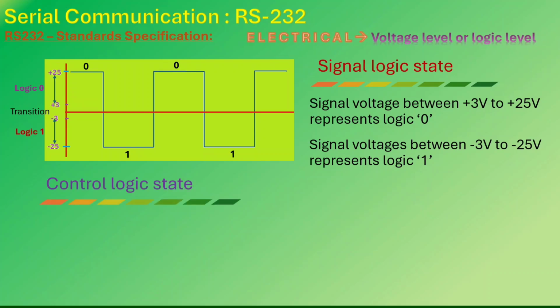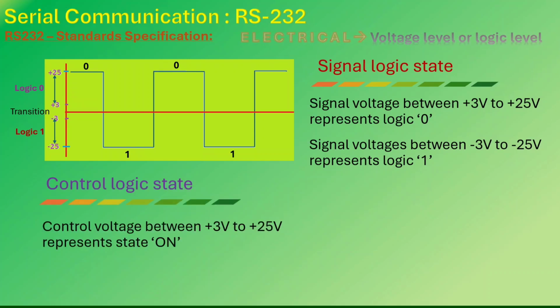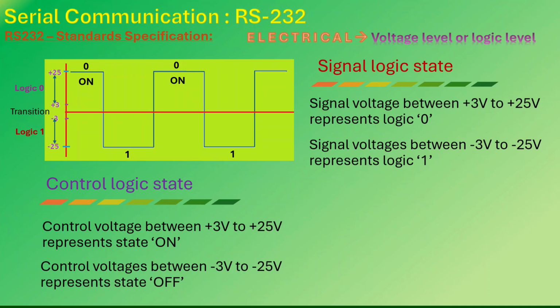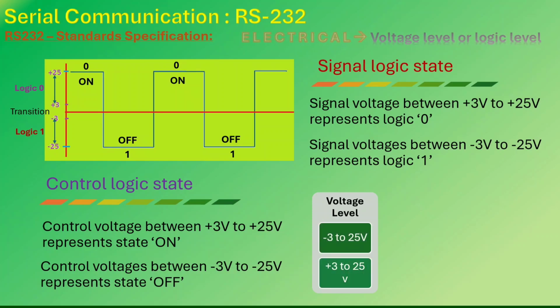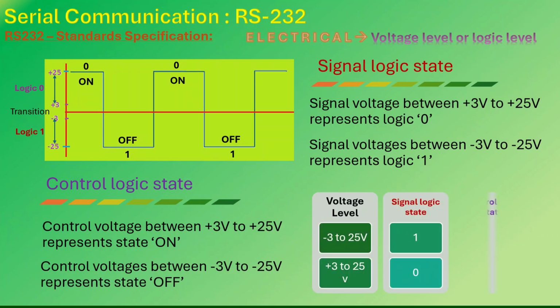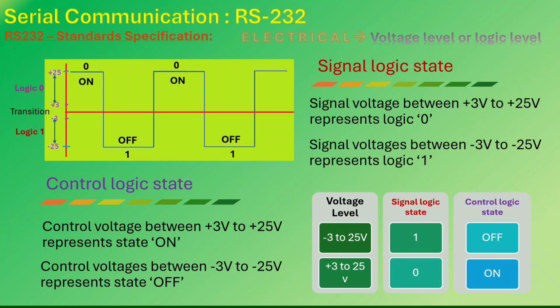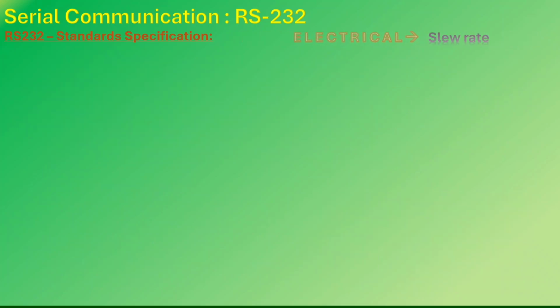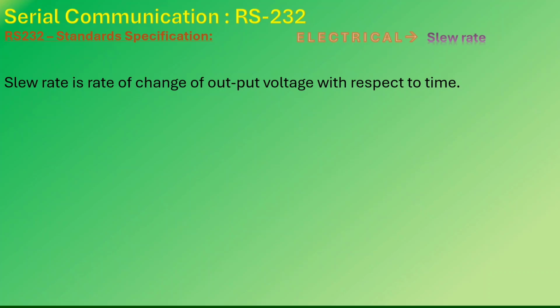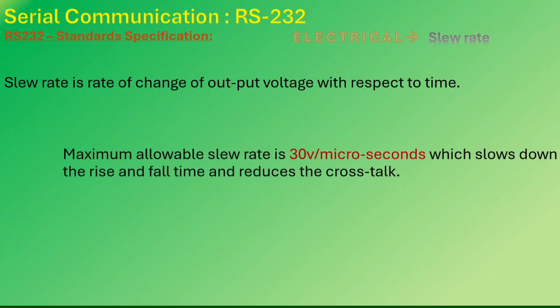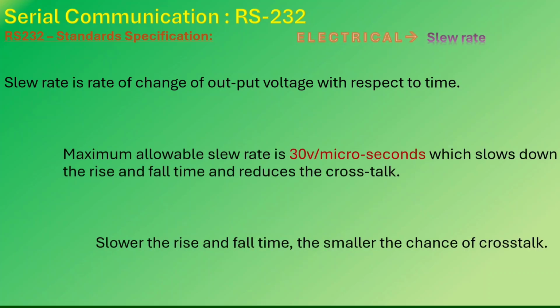In the control logic state, the on state represents voltage between 3 to 25 volts. The off state represents voltage between -3 to -25 volts. Next is slew rate. It is the change of output voltage with respect to time. Max allowable slew rate is 30 V per microsecond, which slows down rise and fall time and reduces the crosstalk.